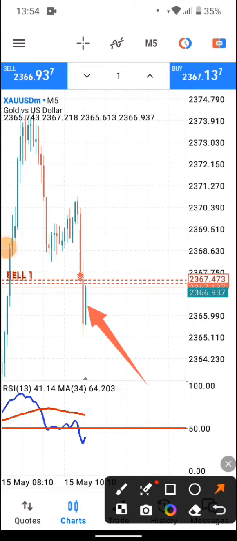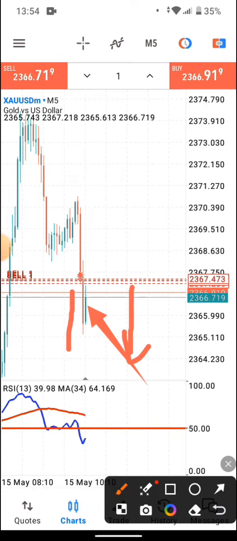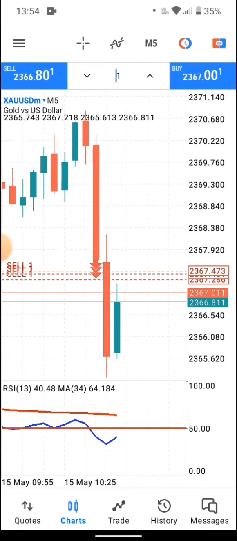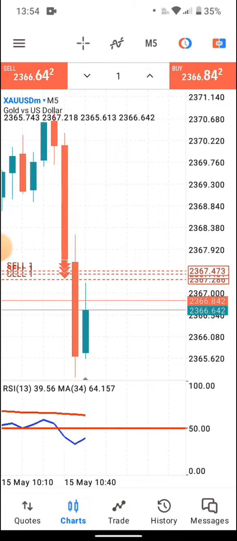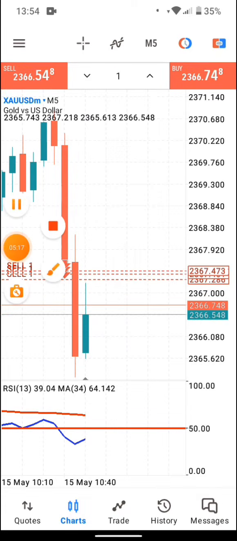The buyers are trying to push the market to the upside. The sellers are trying to push to the downside. So it's like a tug of war, they are fighting each other. If I zoom in, you guys can see what is happening here now. Just pay close attention.